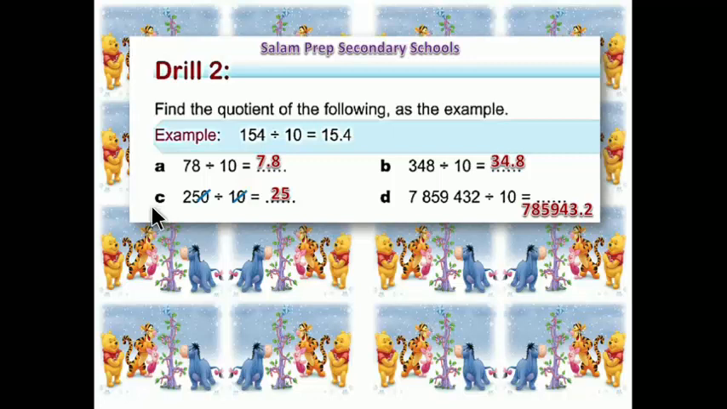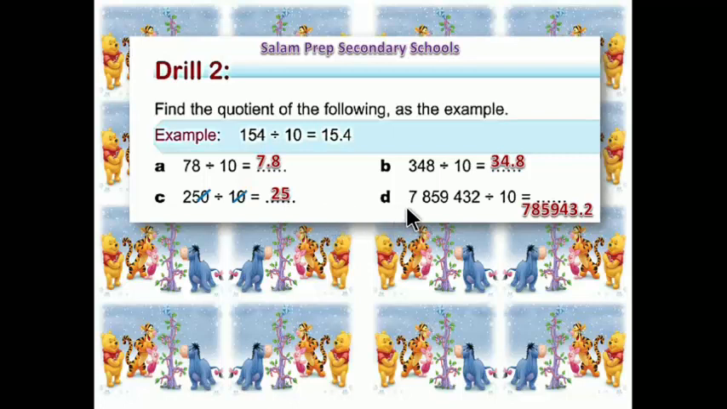Solve problem C. 250 divided by 10 equal. We can remove zeros together. Remove this 0 with this 0. Now 25 divided by 1 equal 25.